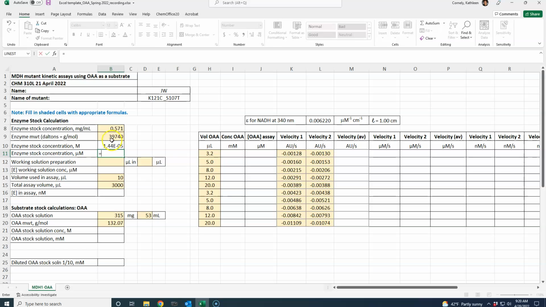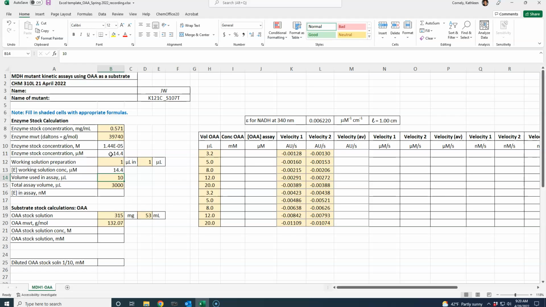We can convert this to millimolar by multiplying times 10 to the 6th, and we can get the concentration in micromolar. Now, some of you diluted your enzyme. Jessica said that she did not, so we'll just say 1 to 1. So we'll just do equals and then just copy this. So there's no dilution factor. But if you diluted your enzyme by 1 to 3 or 1 to 4 or 1 to 5 or 1 to 10, you would put that information there. And then you would account for the dilution factor in your working solution concentration.